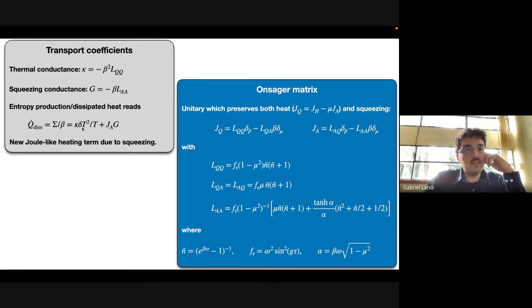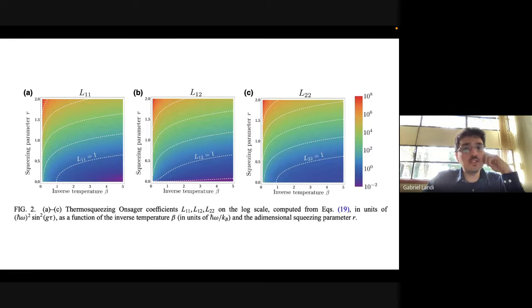What we get is that there is a usual thermal dissipation, which is associated to the heat flow. But quite nicely, there is a new term associated to Joule heating. So there is now an additional contribution to the dissipated heat, which is associated to squeezing. And these are just some examples of how the Onsager coefficients behave. Remember, I don't need to plot L21 because of Onsager's symmetry. L21 is the same as L12.